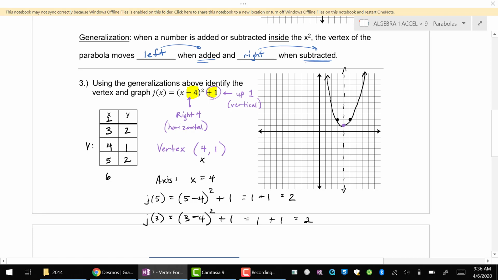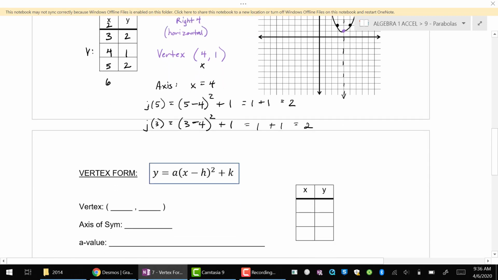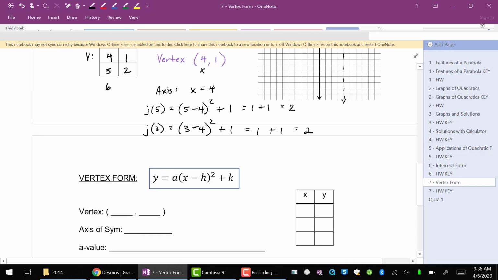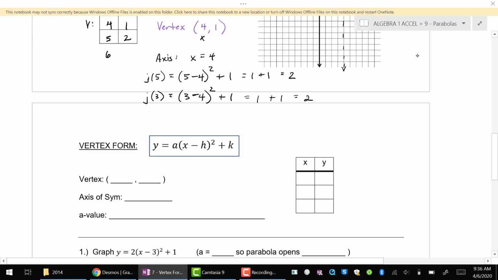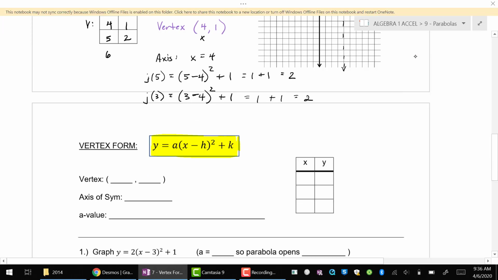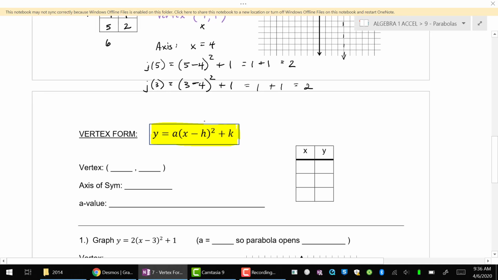So vertex form, again, here's what the skeleton looks like. Our third and final form for quadratic equations. Notice that there is still the a value. The a value in front, that leading coefficient, is going to control whether the parabola opens up or down. The vertex can be found by looking at h and k, those little constants that are in vertex form.